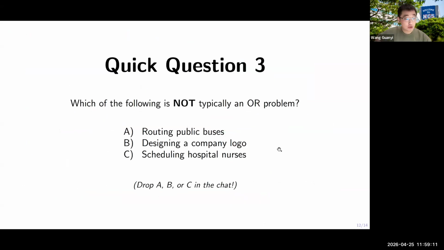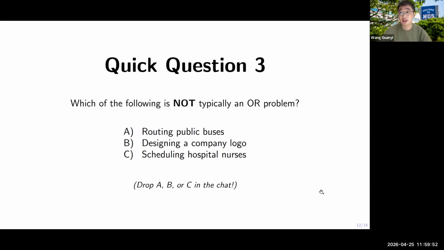Okay, so let's get to the last question. Let me know which of the following tasks is not a typical operations research problem. The first one is routing a public bus, or designing the route of a public bus. The second is designing a company logo. And the third one is scheduling hospital nurses, for example their working time and how many staff should be there on a specific day. You could drop A, B, or C in the chat.